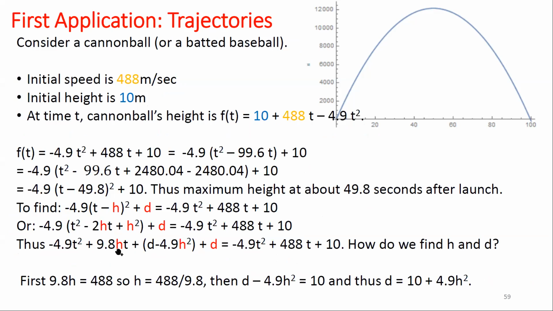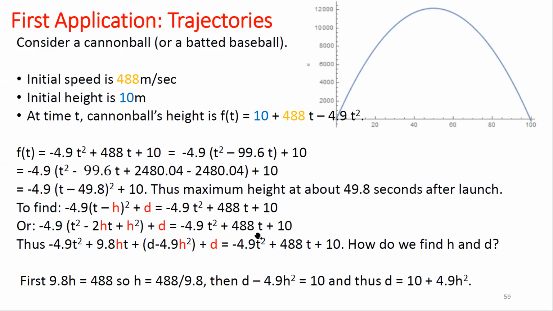But then we match the t terms. And we have 9.8h has to equal 48. So 9.8h equals 48, so we can get what h is. And then we get d minus 4.9h squared. Oops, there shouldn't be a plus d there. Should equal 10. And so when we solve, we get them all.